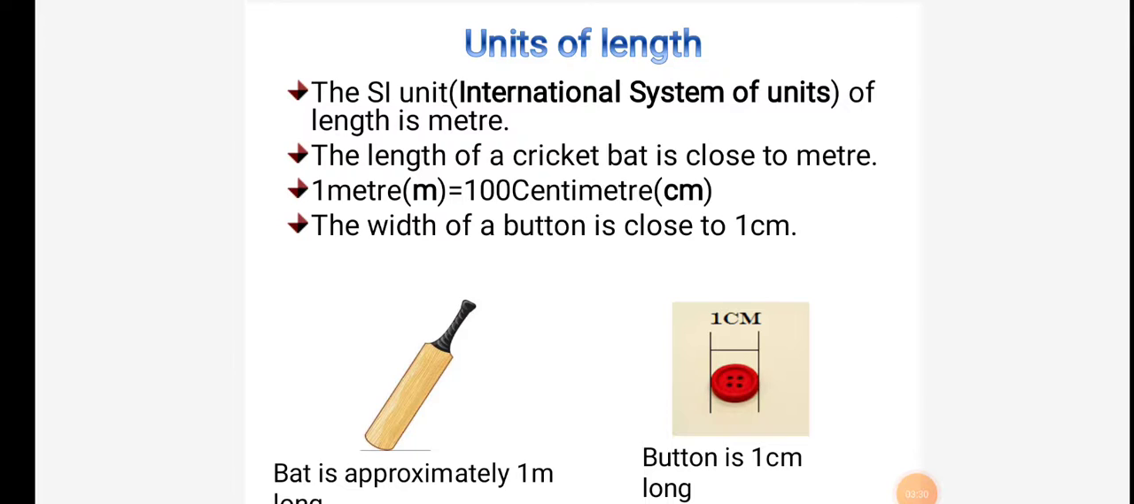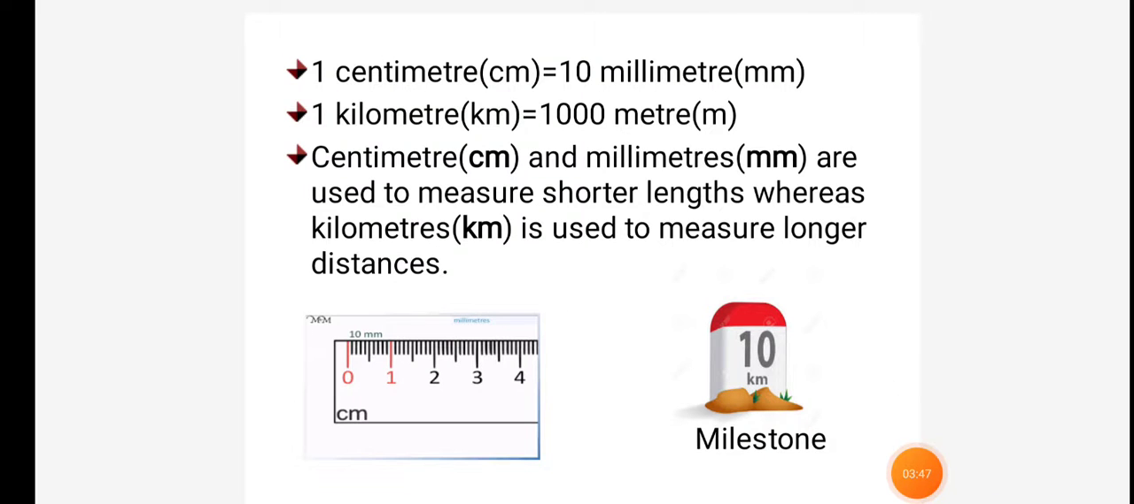The SI unit, SI full form is International System of Units. The SI unit of length is meter. The length of the cricket bat is close to 1 meter and 1 meter is equal to 100 centimeter. The width of the button, as you can see in the second picture, is close to 1 centimeter. So 1 centimeter is equal to 10 millimeters, 1 kilometer is equal to 1000 meter, and centimeter, millimeter are used to measure shorter lengths, whereas kilometers is used to measure long distances.